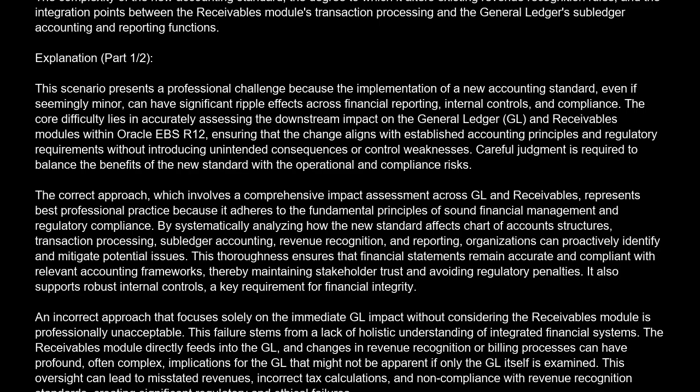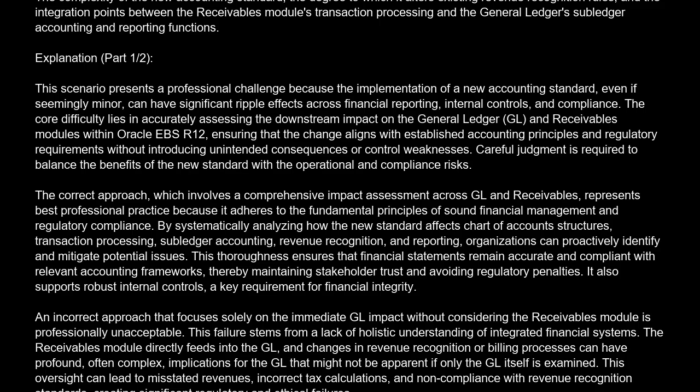An incorrect approach that focuses solely on the immediate GL impact without considering the receivables module is professionally unacceptable. This failure stems from a lack of holistic understanding of integrated financial systems. The receivables module directly feeds into the GL, and changes in revenue recognition or billing processes can have profound, often complex, implications for the GL that might not be apparent if only the GL itself is examined. This oversight can lead to misstated revenues, incorrect tax calculations, and non-compliance with revenue recognition standards, creating significant regulatory and ethical failures.